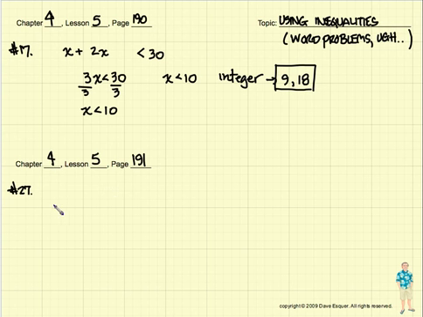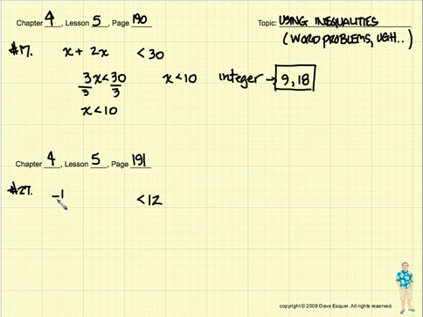Let's look at number 27. This even looks confusing when you read it. 7 less than a third of a number is less than 12. Well, I've got something less than 12. I got that much. 7 less than a third of a number. Well, the number is x.